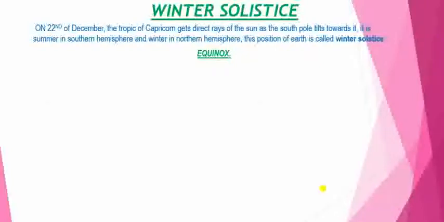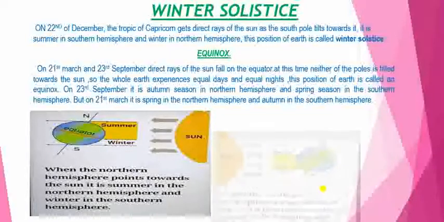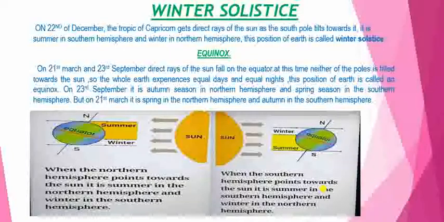Now we have equinoxes. We got to know that Earth changed its positions around the sun. There is a position when the equator receives insolation direct from the sun, and insolation is equally distributed in both the hemispheres, north and south. It will be the same duration of day and night. On 21st March and 23rd September, direct rays of the sun fall on the equator.